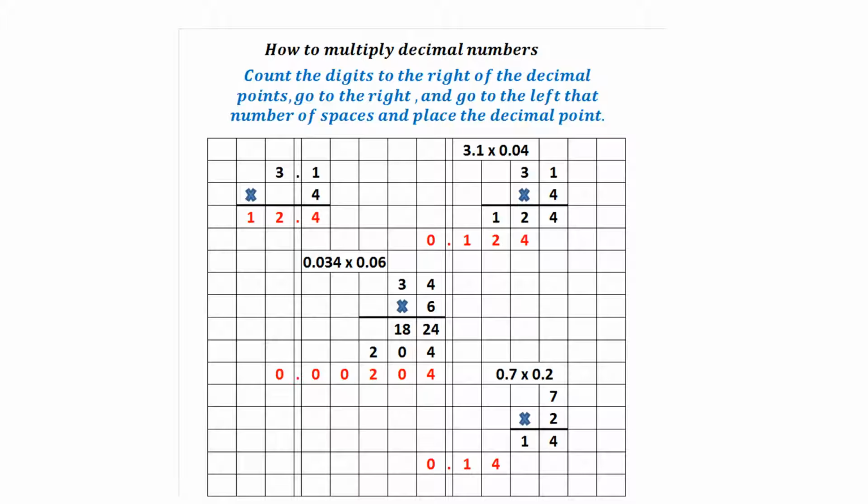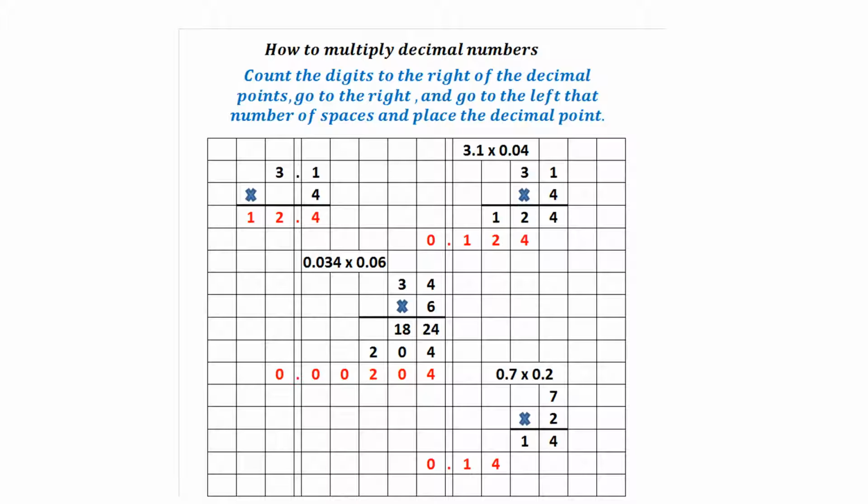How to multiply decimal numbers. It might seem a little hard at first, but once you practice it, it's pretty easy. Now here's the method. We're going to multiply two numbers, and they have decimals in them. We're going to count the digits to the right of the decimal points. We get the number, the product. We go to the right, and then we count or go to the left that number of spaces and place the decimal point.